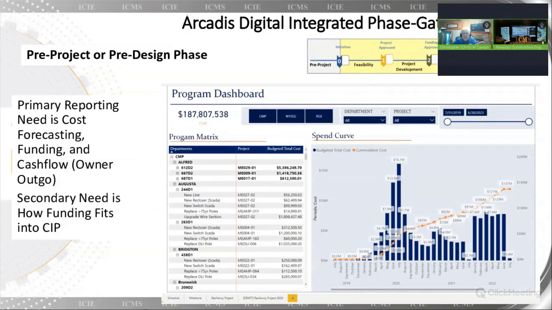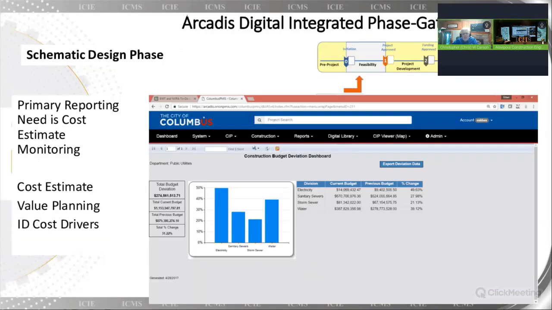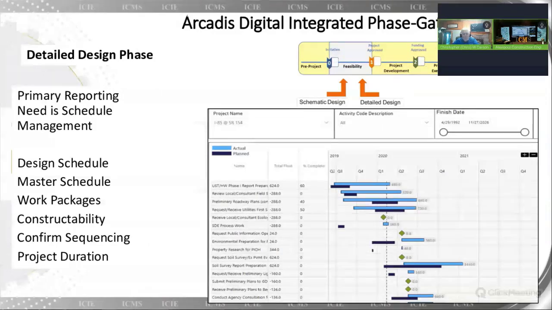So this is sort of my process as a digitally integrated system. In pre-project, the primary need is cost forecasting, funding, cash flow, and then how the funding fits into the capital program. And so we're reporting on cost heavily. During schematic design, it's still about cost, but now we're monitoring the cost, and we're doing value planning and identifying cost drivers and monitoring that.